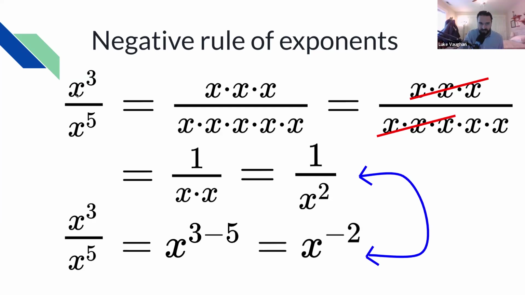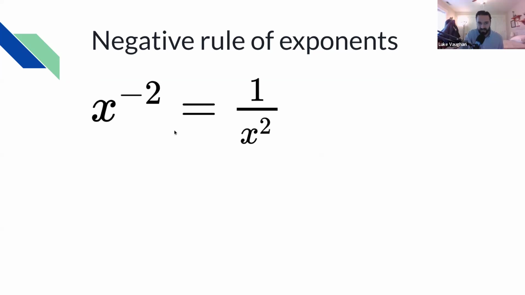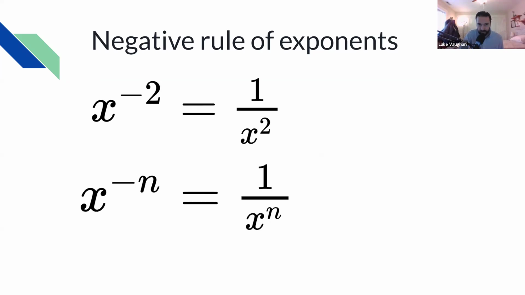So here, once again, notice that x to the 3 over x to the 5 equals this. But down here, it also equals this, x to the negative 2. So if a equals b and a equals c, then b equals c. So this is the result that we have. x to the negative 2 equals 1 over x squared. When we have a negative exponent, oftentimes we're asked to report our answer with only positive exponents.